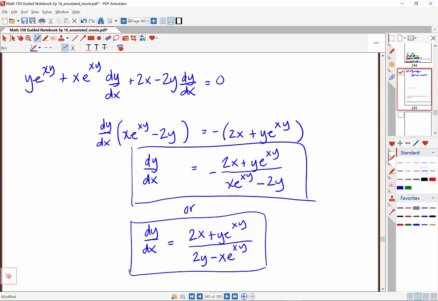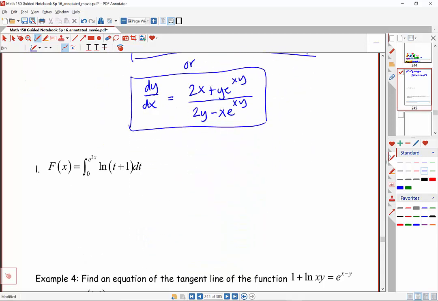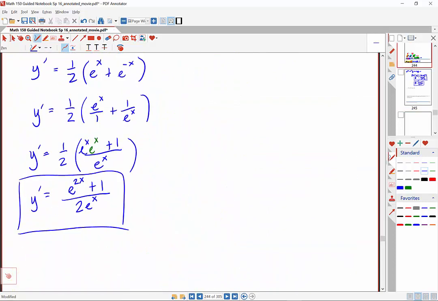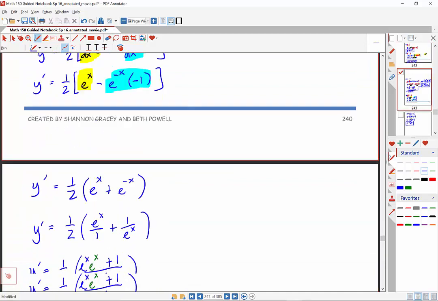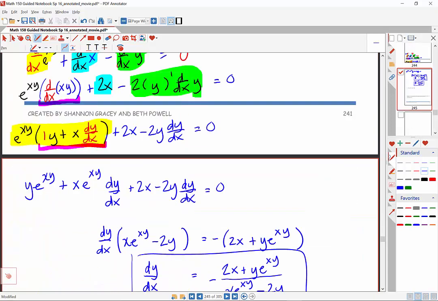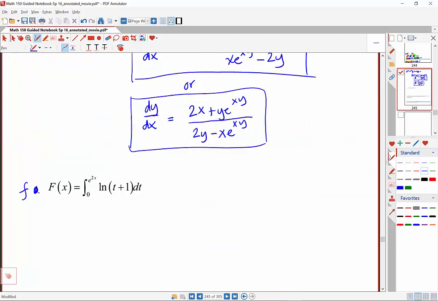Groovy? All right. Now, what does this one look like? Which part was that? That was part E. So we were on part E. Now this will be part F. Okay, so this one, what's that theorem again? Perfect. The second fundamental theorem of calculus.